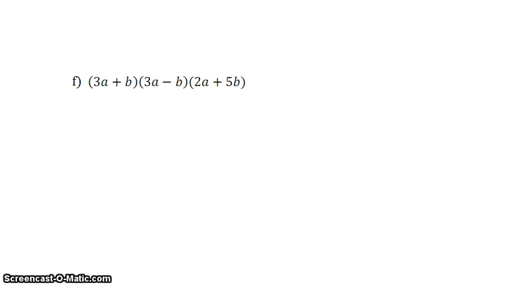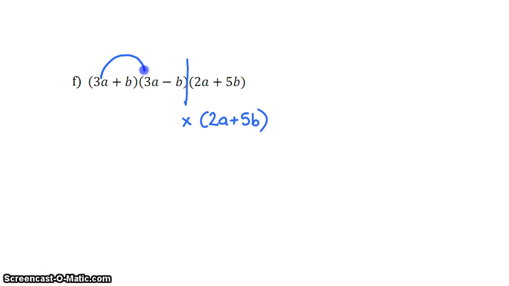Right, last one for this exercise. Now these are 3 binomials multiplied together. There's no way I want to do this all in one step. So why don't I do that part for now? And why don't I leave this 2a plus 5b untouched? Because it's very easy for me to multiply a binomial times a binomial.